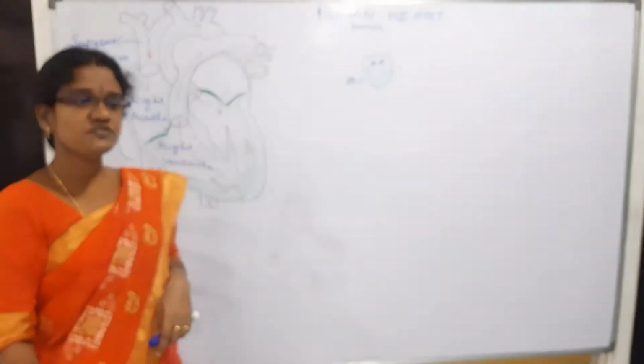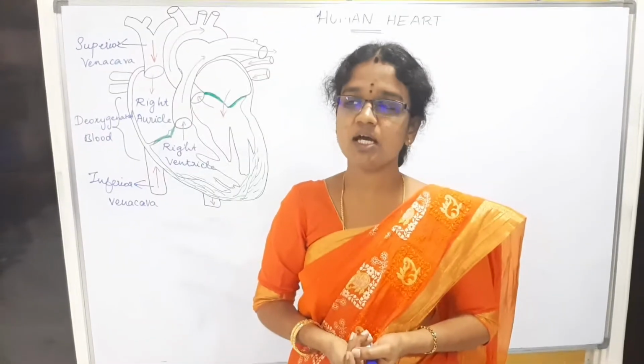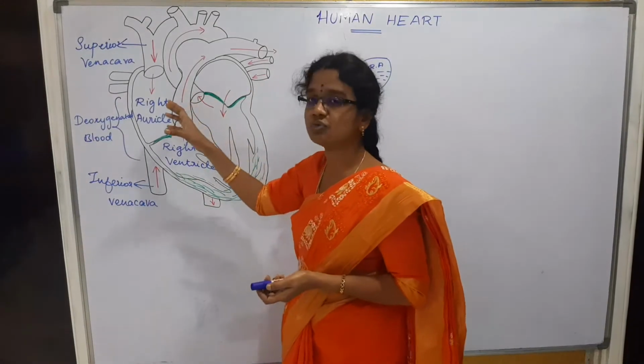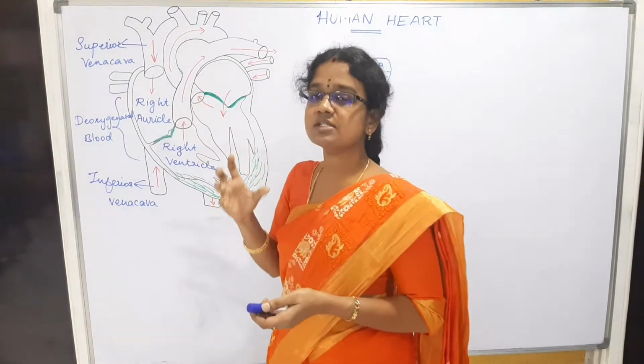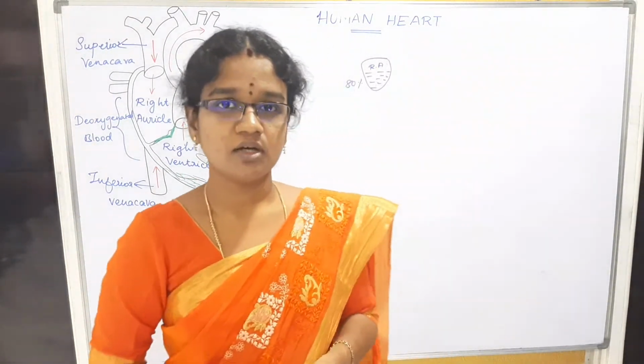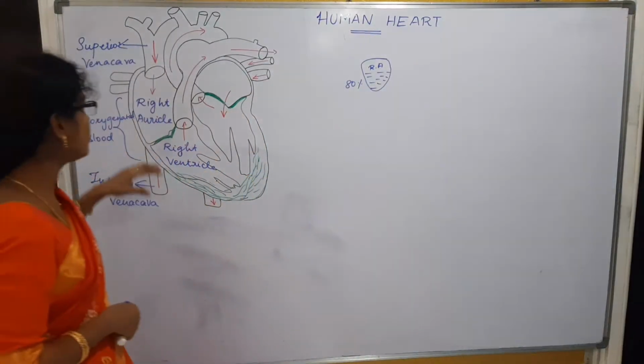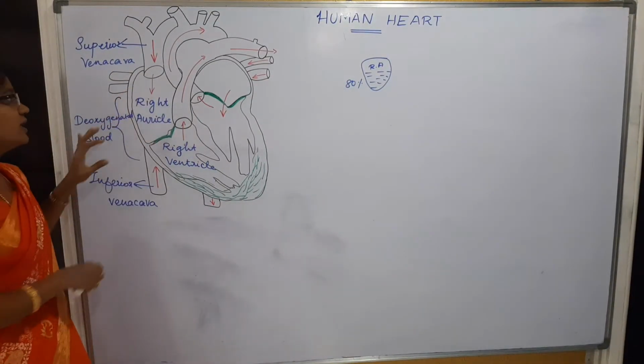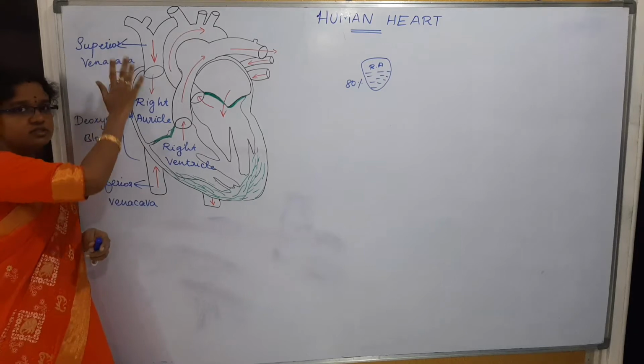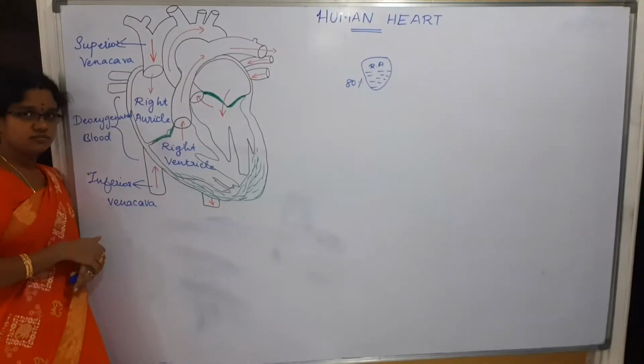Because if for some reason we get into a space which does not possess any oxygen, this right auricle helps to send the blood in order to help us survive for some time. Okay, so what does this right auricle do? It receives all the deoxygenated blood, right?